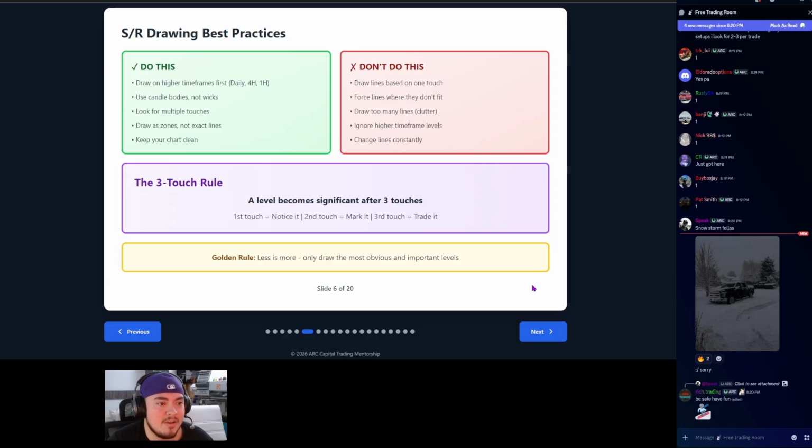Ignoring higher time frame levels. You don't want to ignore them. Higher time frames are always going to tell you the bigger story. So if you can find a level of support or resistance on a higher time frame, that's going to hold more power in the long run. Especially if you're day trading and you see us come to one of these levels, it's not something to ignore.